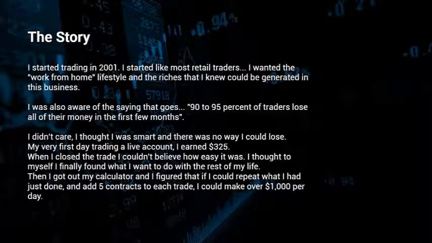I started like most retail traders. I wanted the work from home lifestyle and the benefits and the riches that I knew could be generated in this business. Now, I don't use that word loosely, the word or the term riches. It's all relative to what you feel is going to make you successful, and what I feel is going to make me successful is very, very different.